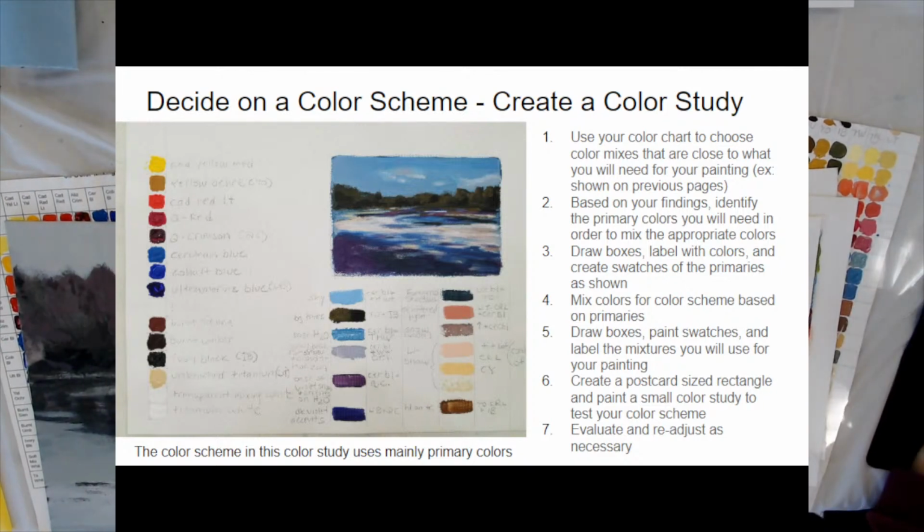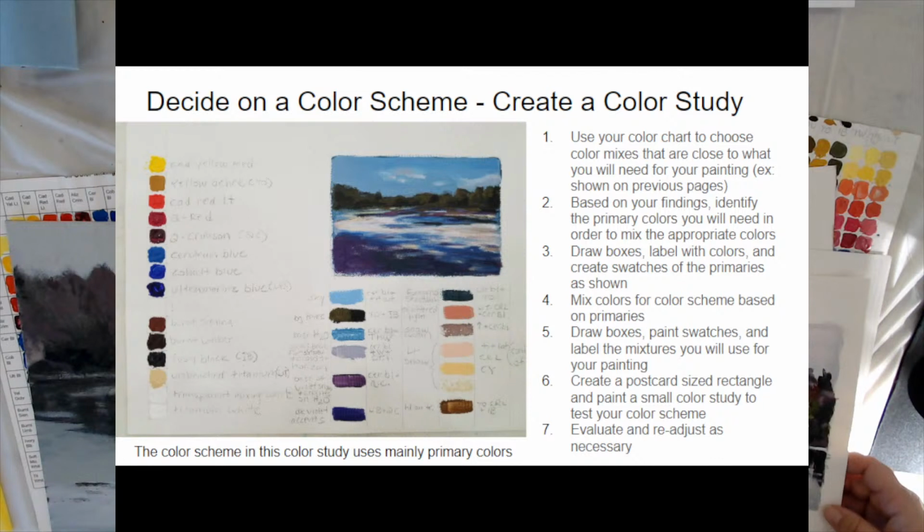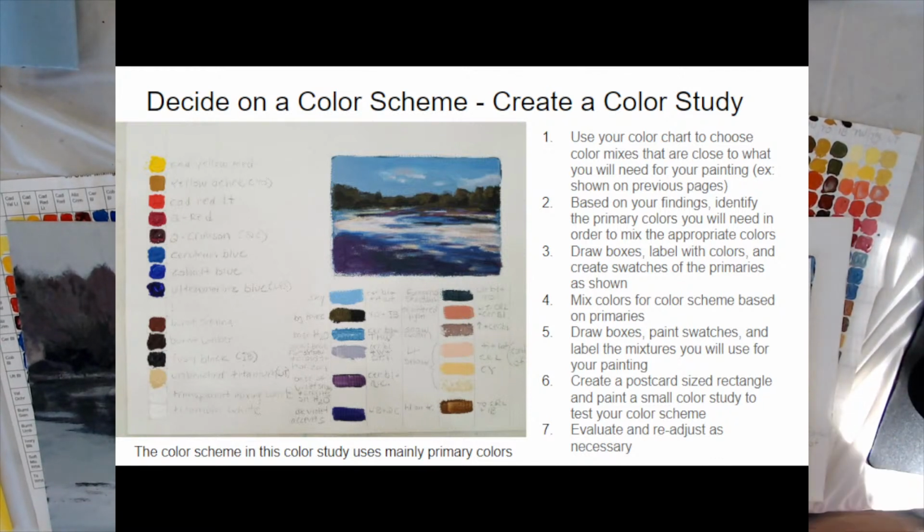All right, so based on the findings, identify the primary colors that you need in order to mix. In this, I say draw boxes, but I gave you guys a template that already has the boxes on it, so that it'll be easier for you to do the color study. And there's a faint square here to actually paint the actual study based on the swatches that we come up with.